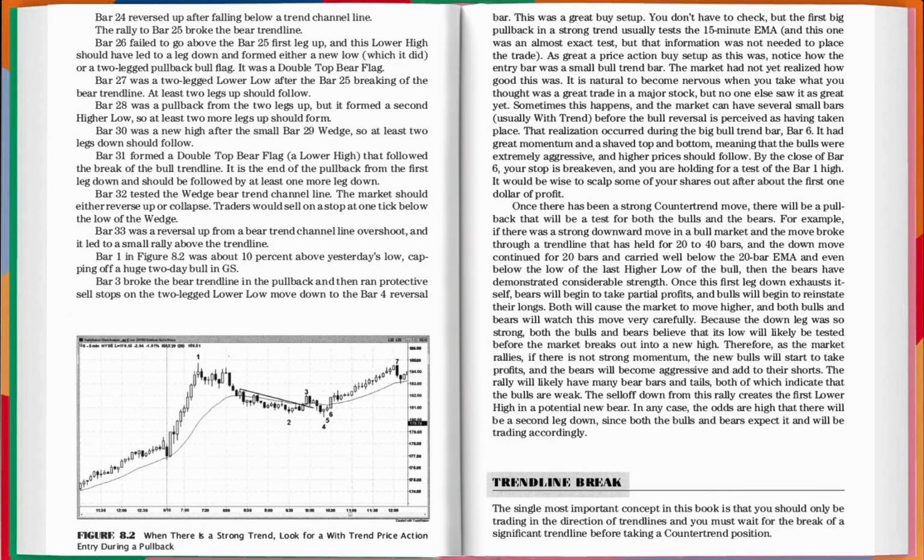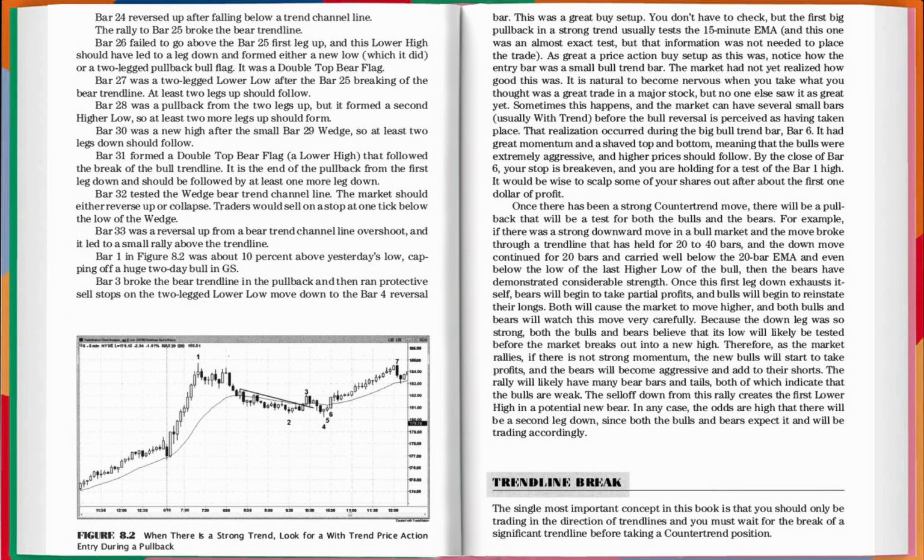At least two legs up should follow. Bar 28 was a pullback from the two legs up, but it formed a second higher low, so at least two more legs up should form. Bar 30 was a new high after the small bar 29 wedge, so at least two legs down should follow. Bar 31 formed a double top bear flag, a lower high that followed the break of the bull trend line.